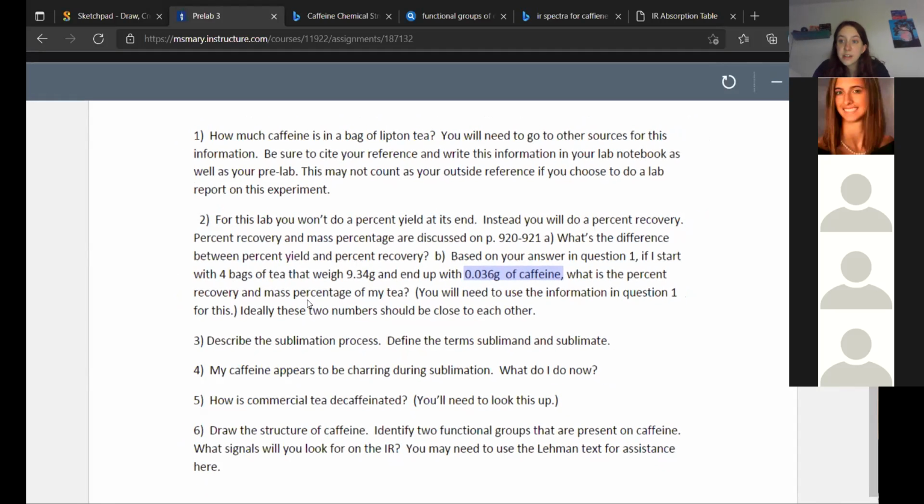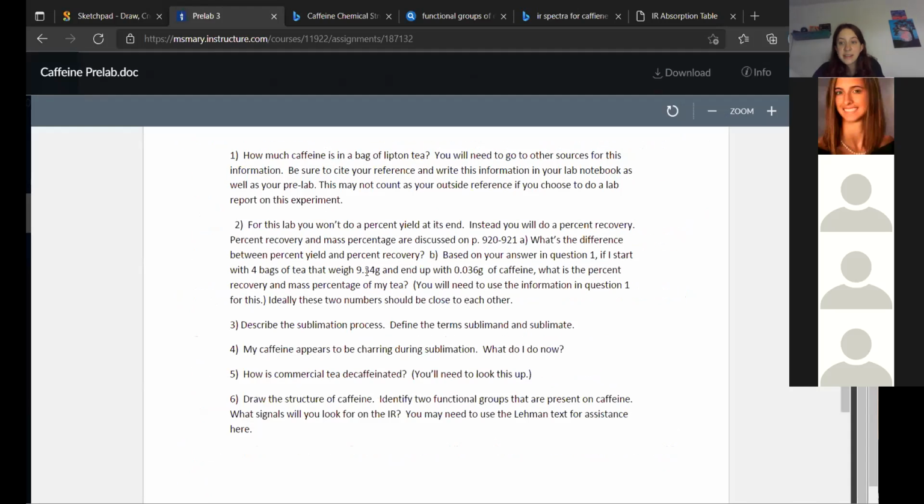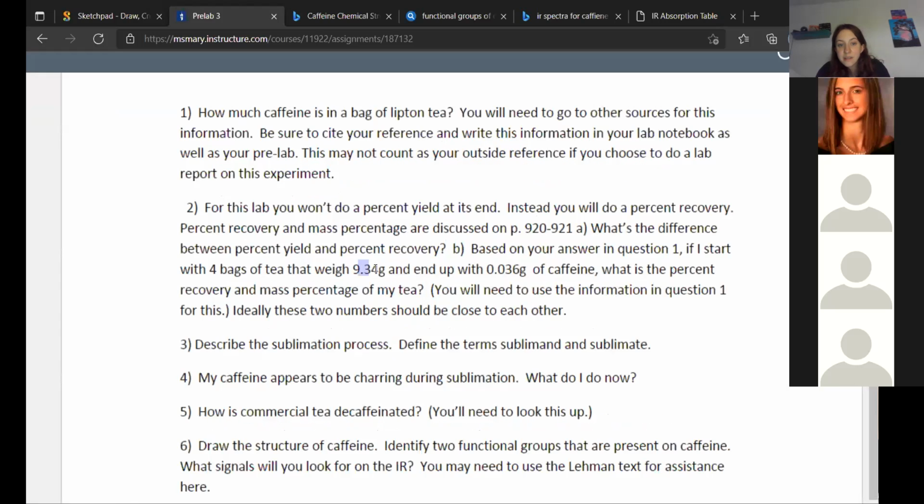So for mass percentage, you're going to divide what you got of caffeine by the total amount of tea, because that's how much caffeine there is per the total mass. And whenever you get mass percentage, you want to look at the whole mass and then the part that you get yourself.